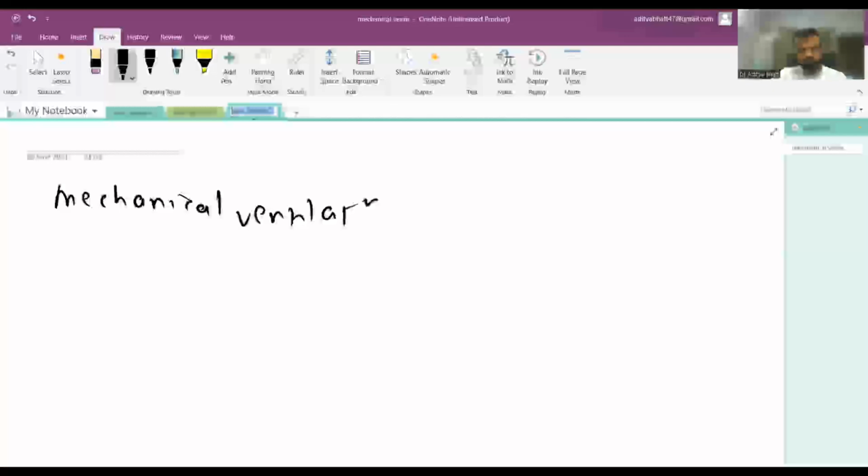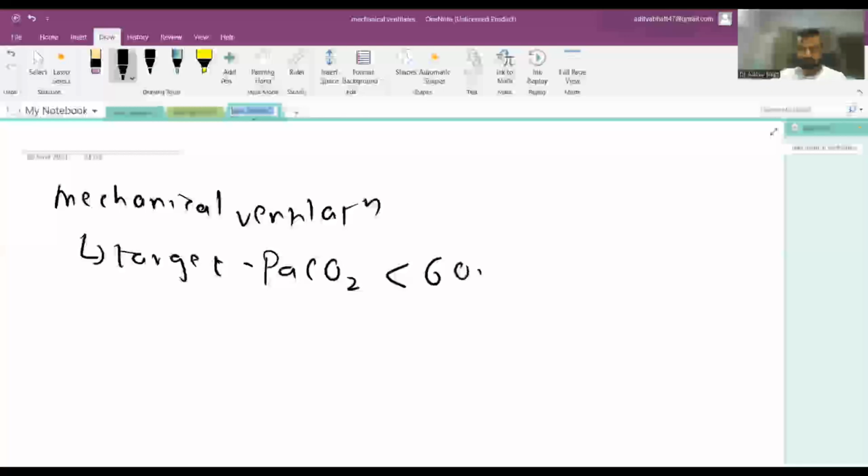Now, as I told you, the target that you are achieving is that the PaCO2 or PCO2 should be less than 60 millimeter of mercury. This is very, very important, and this is the target, and the tidal volume should be achieved at 6 ml per kg. This is probably more than enough for achieving the desired result in patients of mild to moderate PPHN.